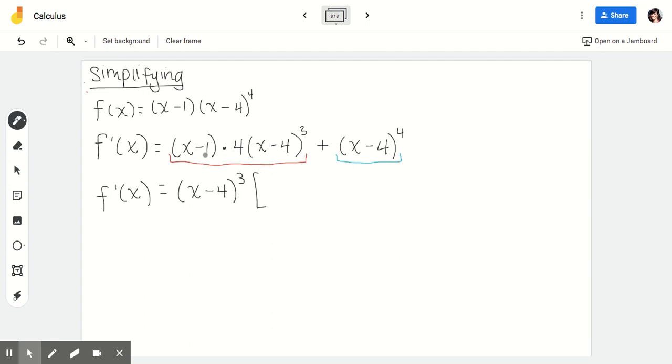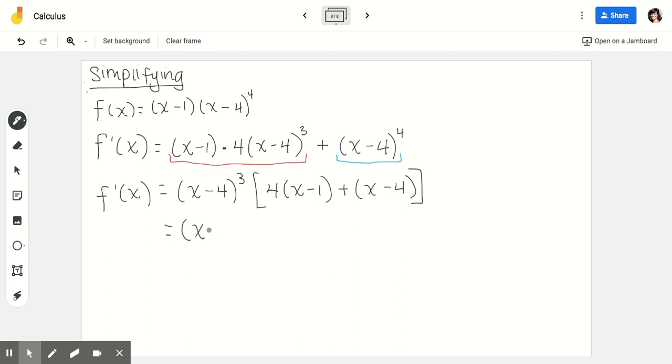In my first term, the red, that means I'm left with 4 times the quantity x minus 1, because all 3 factors of x minus 4 cubed got factored out. And in my second term, I'm left with the quantity x minus 4 to the 1st power. So I only have 1 factor of x minus 4 left because 3 of them got factored out.